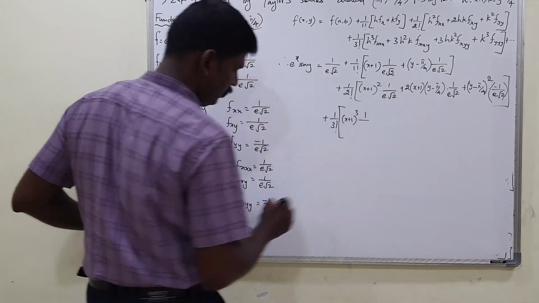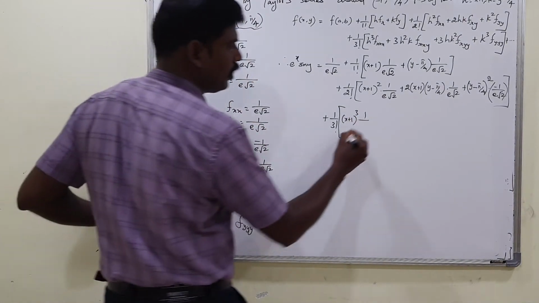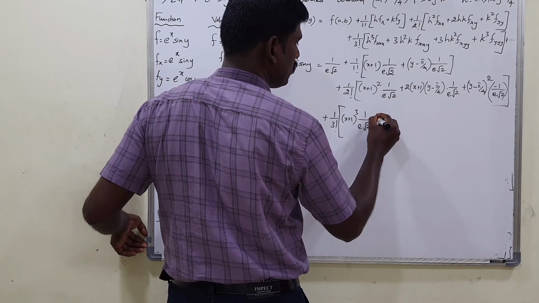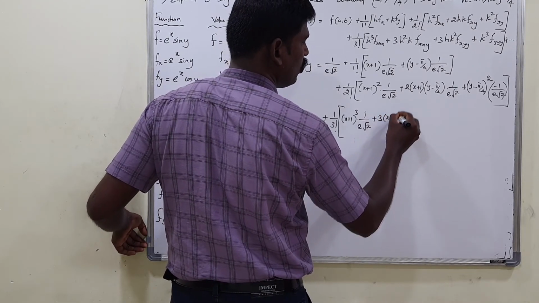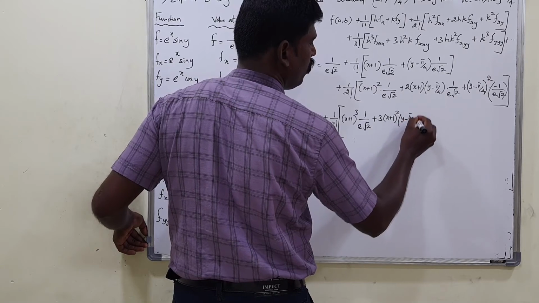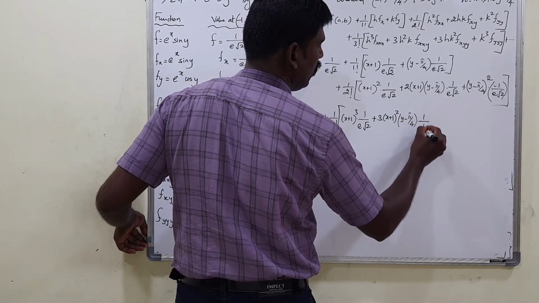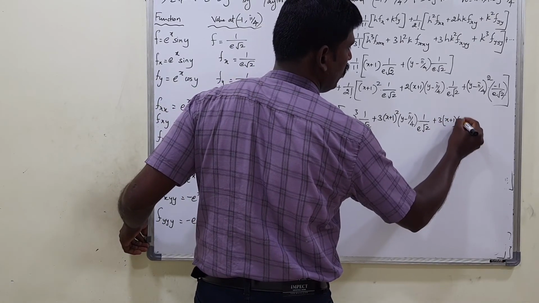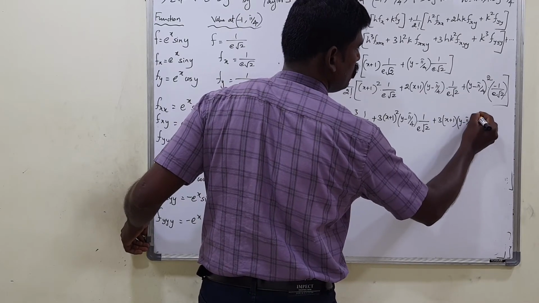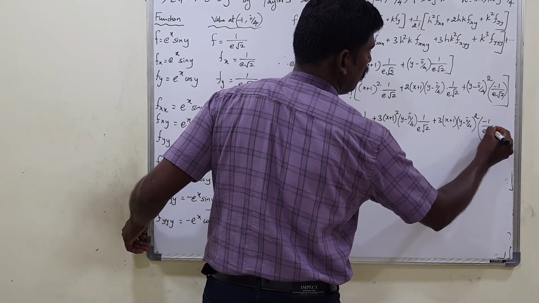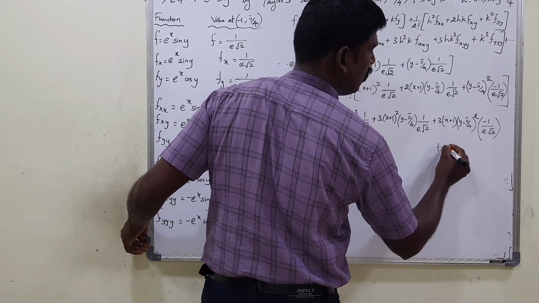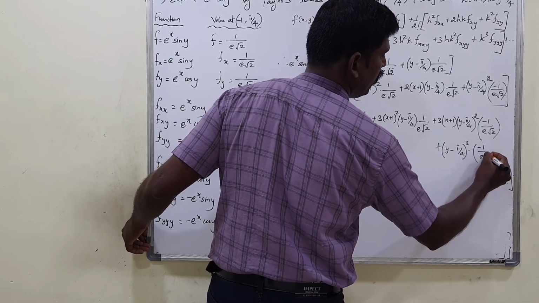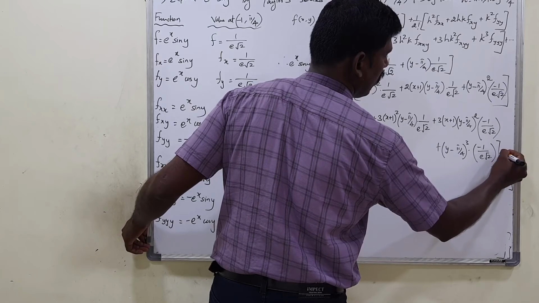Plus 1 by 3 factorial into x plus 1 the whole cube into 1 by e root 2, since the first two terms are positive and the second two terms are negative. And then plus 3 into x plus 1 the whole square into y minus pi by 4 into 1 by e root 2, and then plus 3 into x plus 1 into y minus pi by 4 the whole square into minus 1 by e root 2, plus y minus pi by 4 the whole cube into minus 1 by e root 2, plus dot dot dot.